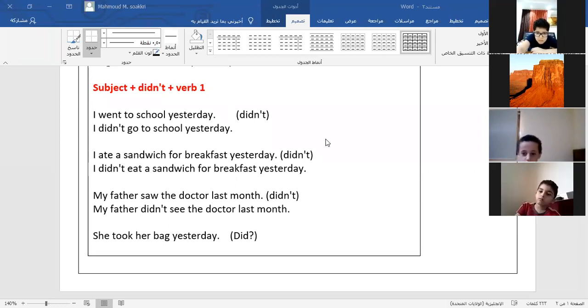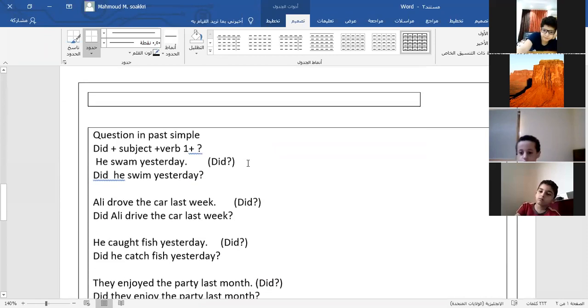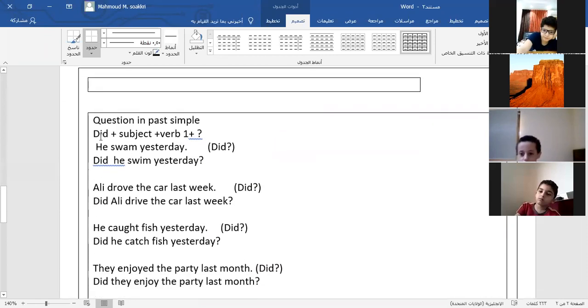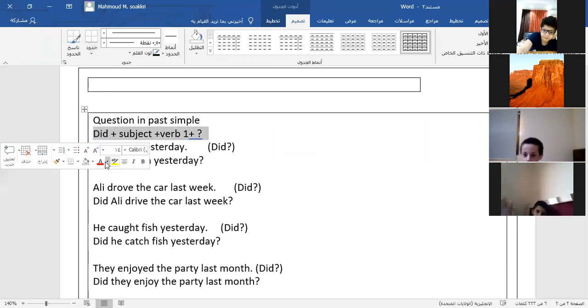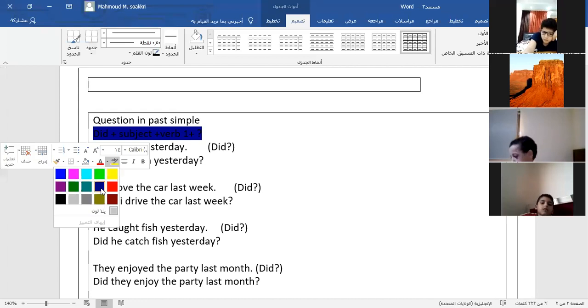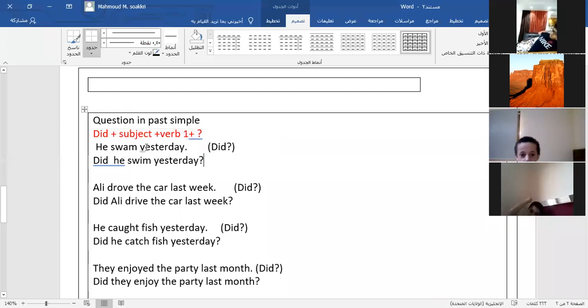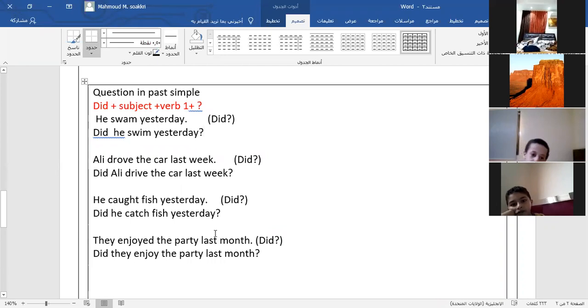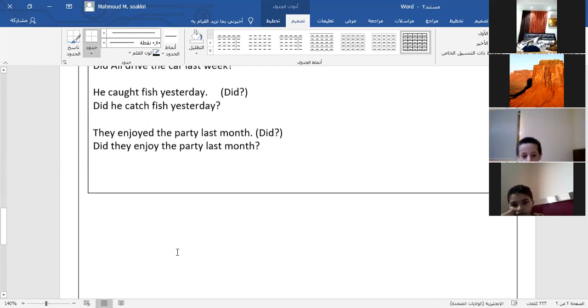Mazen, we are making questions in past simple. Look at the examples. Sorry. Did he swim yesterday? Ali drove the car last week. Did Ali drive the car last week? He caught fish yesterday. Did he catch fish yesterday? They enjoyed the party last month. Did they enjoy the party last month?